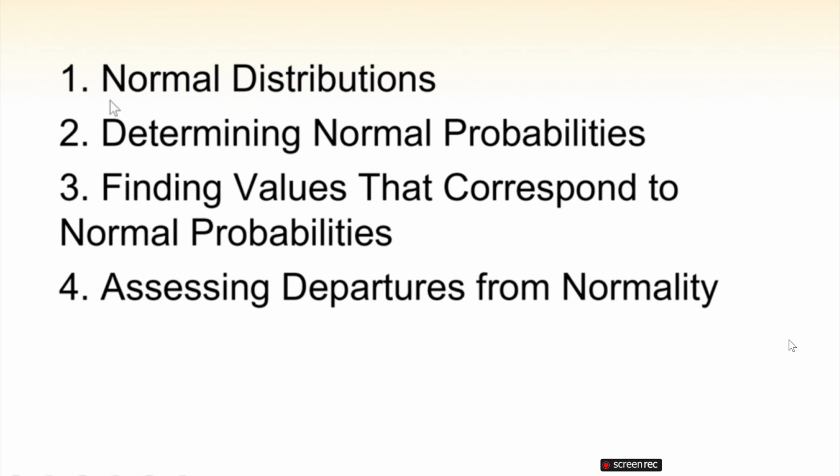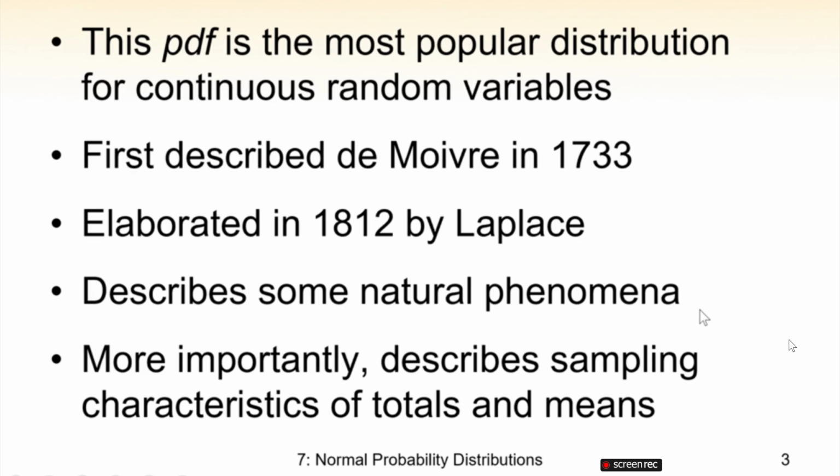So the learning focus: we're going to look at the normal distribution itself. We attempt to look at how it was established, how it was created, and what it actually applies to. And then we're going to see how we can determine normal probabilities, and then find the value that corresponds to a normal probability. And then in a subsequent video, we'll be looking at how we can assess departure from normality.